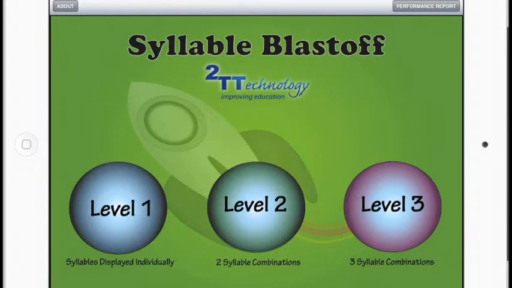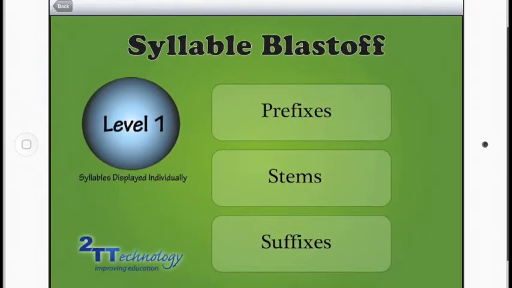Upon opening the app, you will land on the page that will give you the option to choose level 1, 2, or 3. Each level is determined by the number of items presented. Level 1 would be for 1 item, level 2 for 2 items, and level 3 is for 3 items. Let's go ahead and enter level 1.